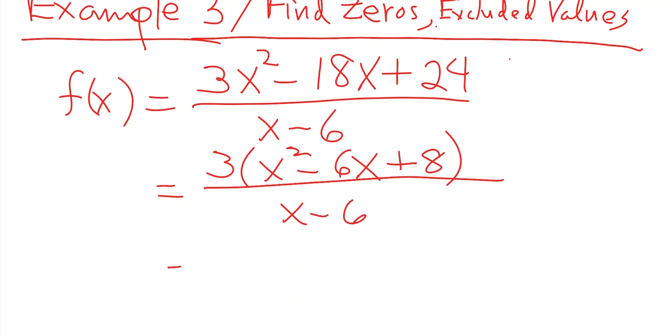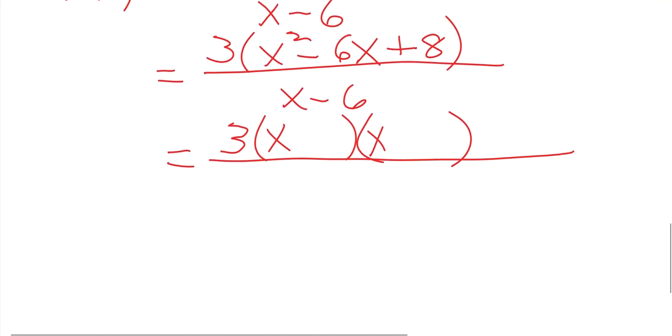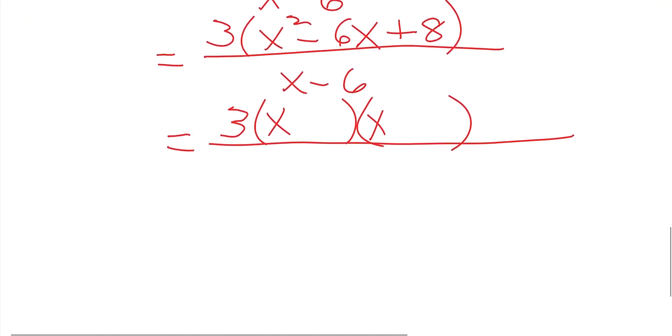And can we factor that trinomial in the numerator? Will it factor further? Looks to me like it will. 3 times, x times x is x squared. And then factors of 8 are 2 and 4. So let's put 2 here and 4 here. And that's positive 8, so it's got to be a positive times a positive, or a negative times a negative.